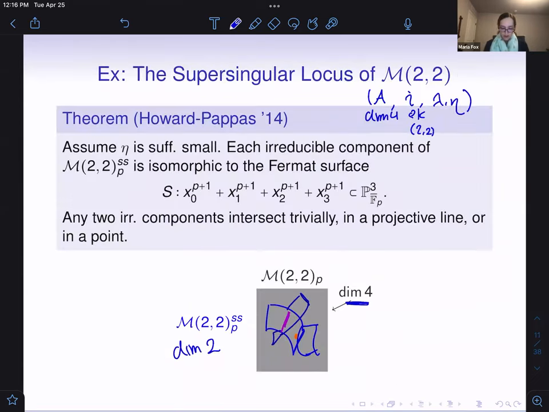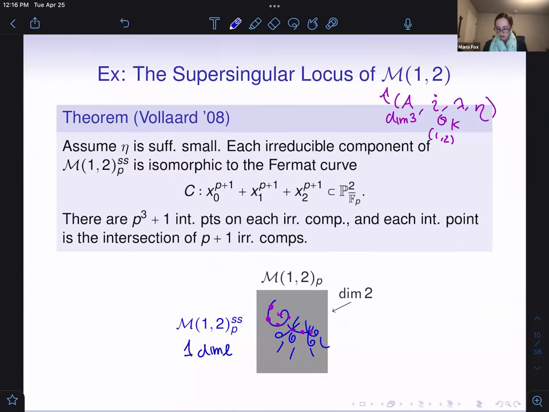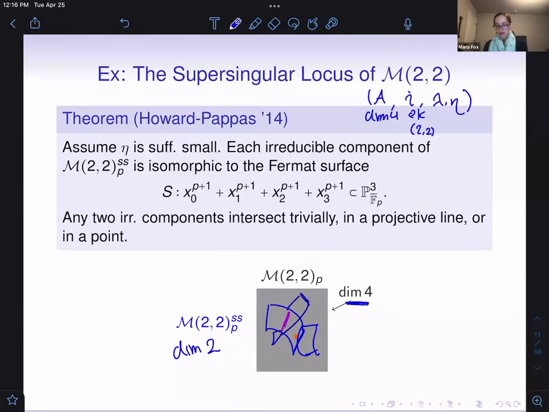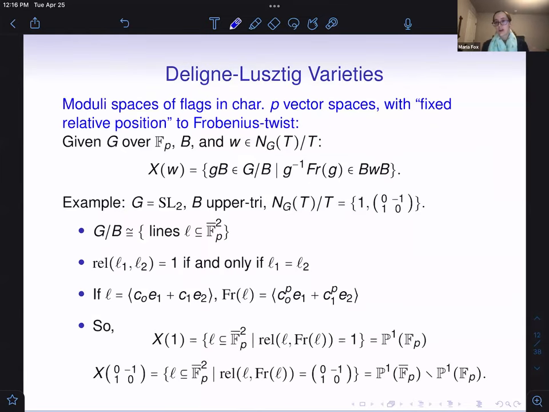So I want to point out that these two types of irreducible component, Fermat surface and Fermat curve, are notable not just for being Fermat hypersurfaces, but because there's something called Deligne-Lusztig varieties, which we'll see a lot in our talk today. So I think of Deligne-Lusztig varieties fundamentally as moduli spaces of flags in characteristic p vector spaces that have some fixed relative position to their Frobenius twist. They have a general definition that's group theoretic. Given a group over a finite field, but for us, we'll just say F_p, a Borel subgroup and an element of the Weyl group, you can define a Deligne-Lusztig variety like this: those cosets in G mod B such that this condition holds. We can think of this as g and its Frobenius twist having relative position w.